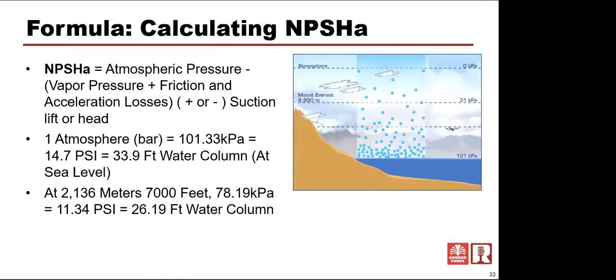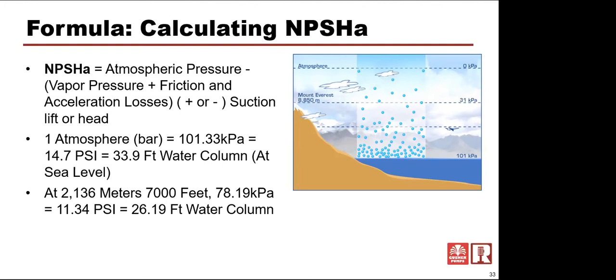This is a thing where a lot of people get lost, but it's really a simple calculation. The atmospheric pressure is pushing that water into a pump. And 1 atmosphere, or bar, is about 101.33 kilopascals in metric terms, 14.7 psi in pressure terms. This is at sea level, or 33.9 feet of water column at sea level.